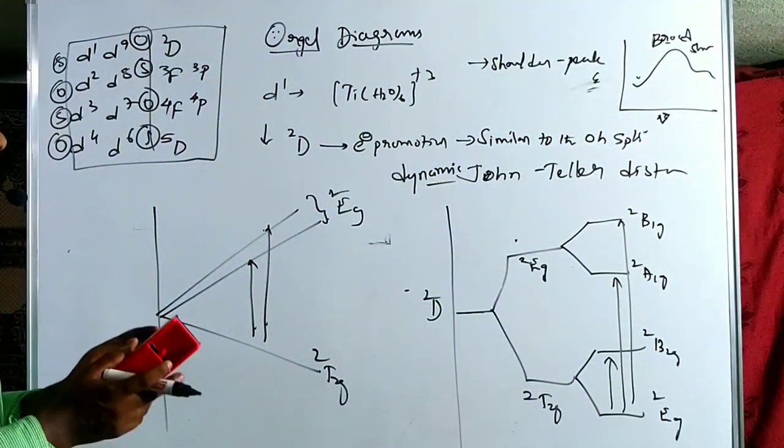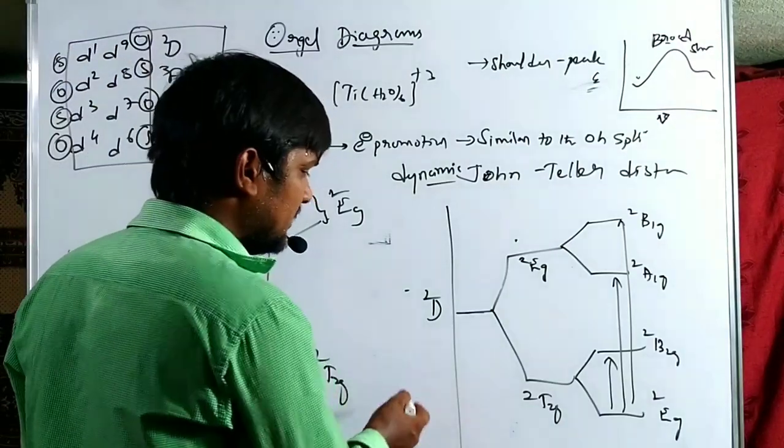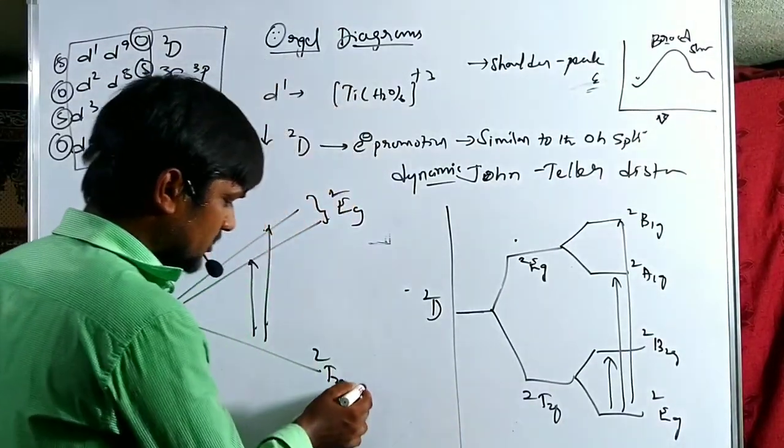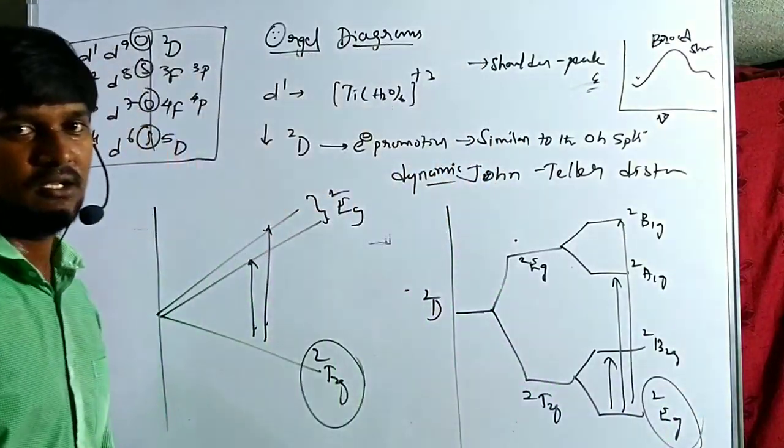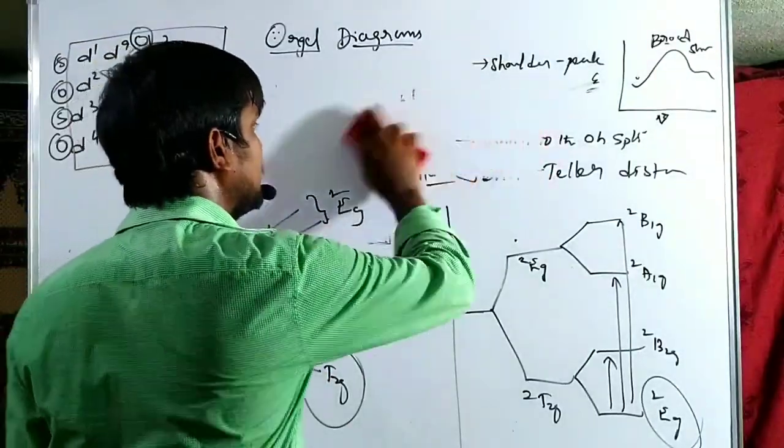This is the D term. Without Jahn-Teller distortion, the ground term is T2g. With Jahn-Teller distortion, the ground term is 2Eg. Now we're discussing the D9 configuration.